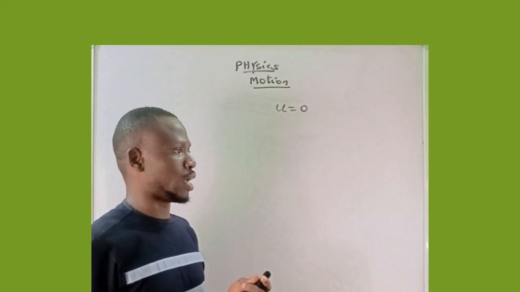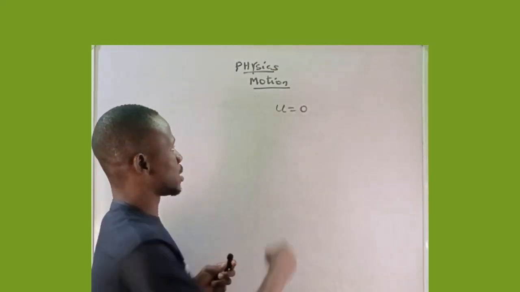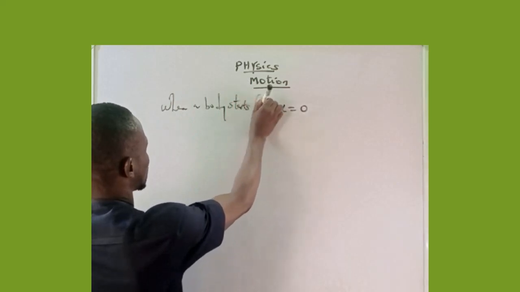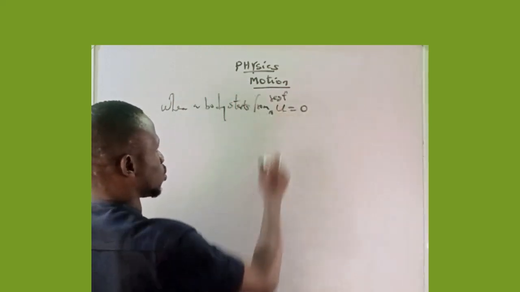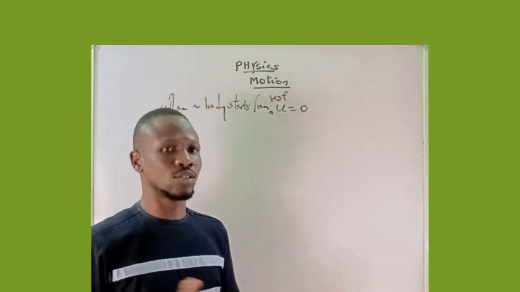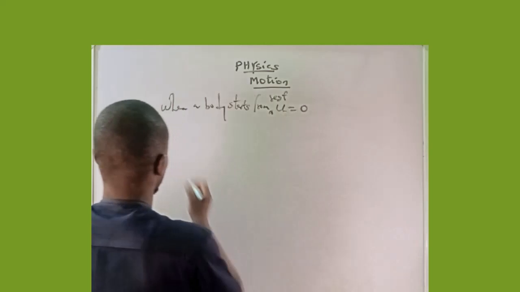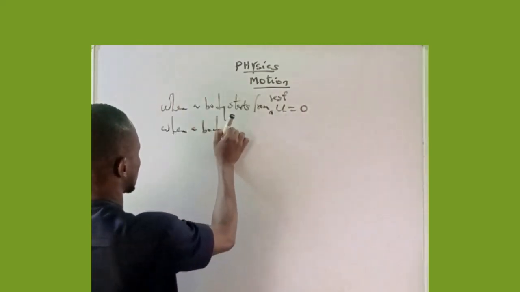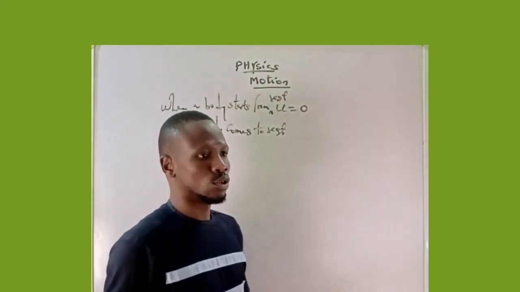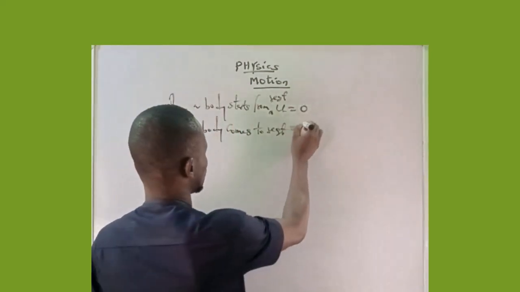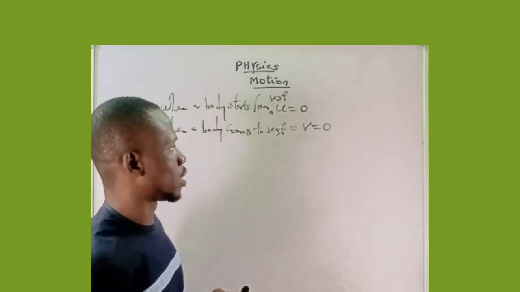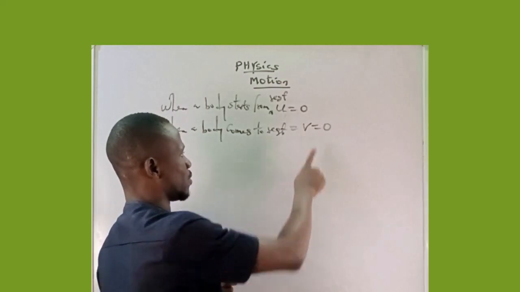If you are doing calculation and you hear or they tell you that a body starts from rest, when a body starts from rest, U is equal to 0 because the body was at rest before moving, so it has no initial velocity. When a body comes to rest, it's no longer in motion. Therefore, the final velocity is 0. V is equal to 0 because the body was moving but is no longer in motion.